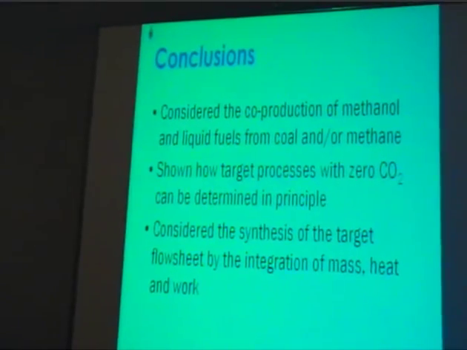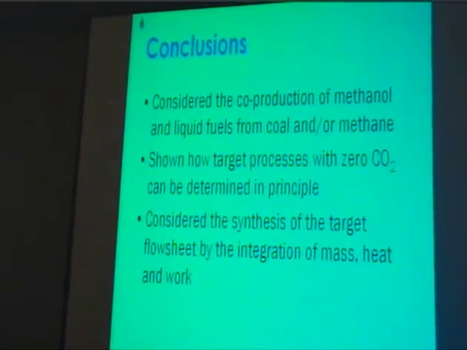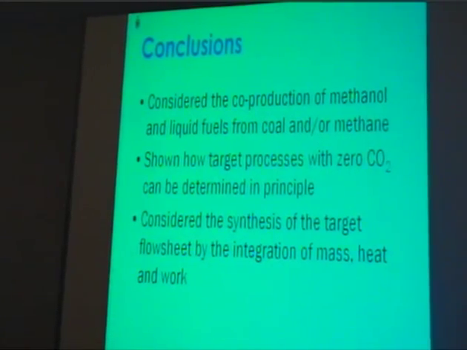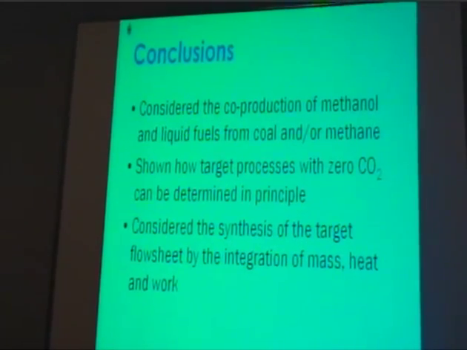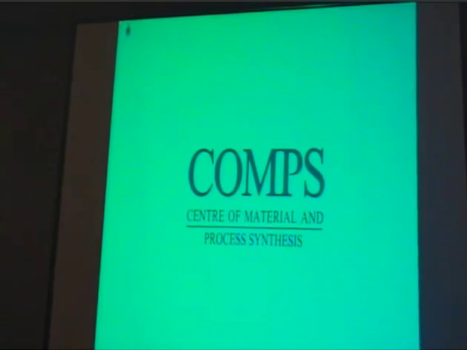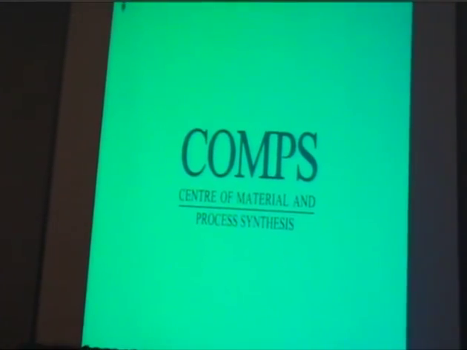But now we understand why we're moving to those regimes as opposed to merely designing and incrementally improving on existing designs for such processes. We've also taken a look at the co-production of two products, in this case methanol and FT, for coal and/or methane processes, and we've shown how we can, in principle, achieve zero CO2 processes for these. And we've taken a look at how we synthesize a flow sheet as a result of these.